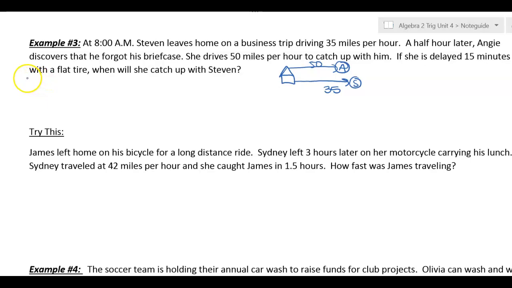So two people again in this problem. There's Angie and there's Stephen. And I don't know how far Stephen's gone. I know his rate is 35, and I don't know for how long he's gone. I don't know how far Angie's gone, but I know that she's driving at 50 miles per hour, and I don't know how long Angie's been gone.